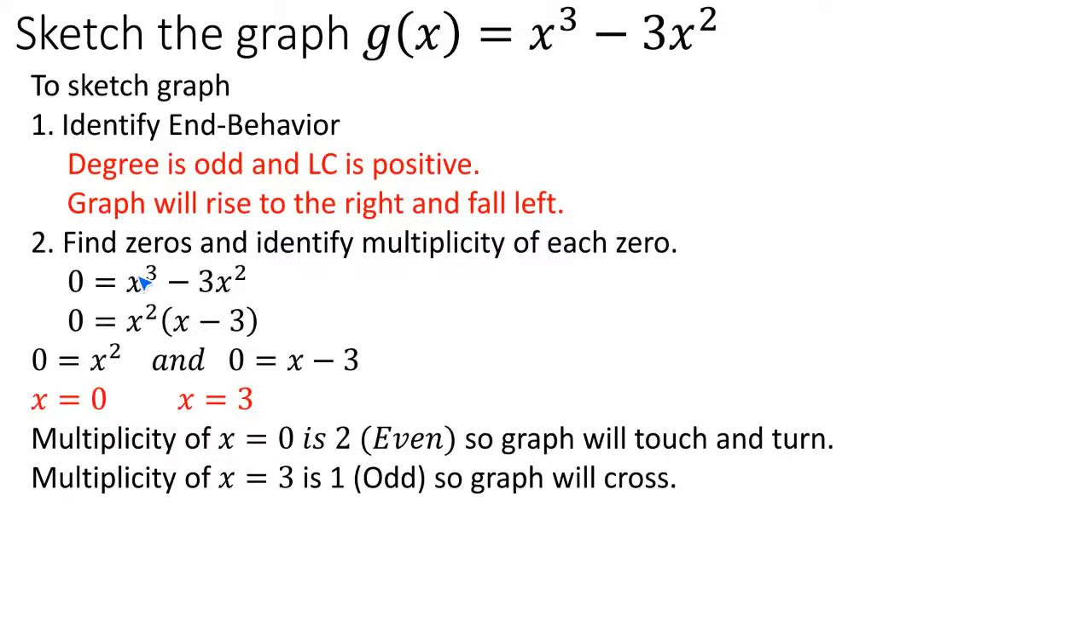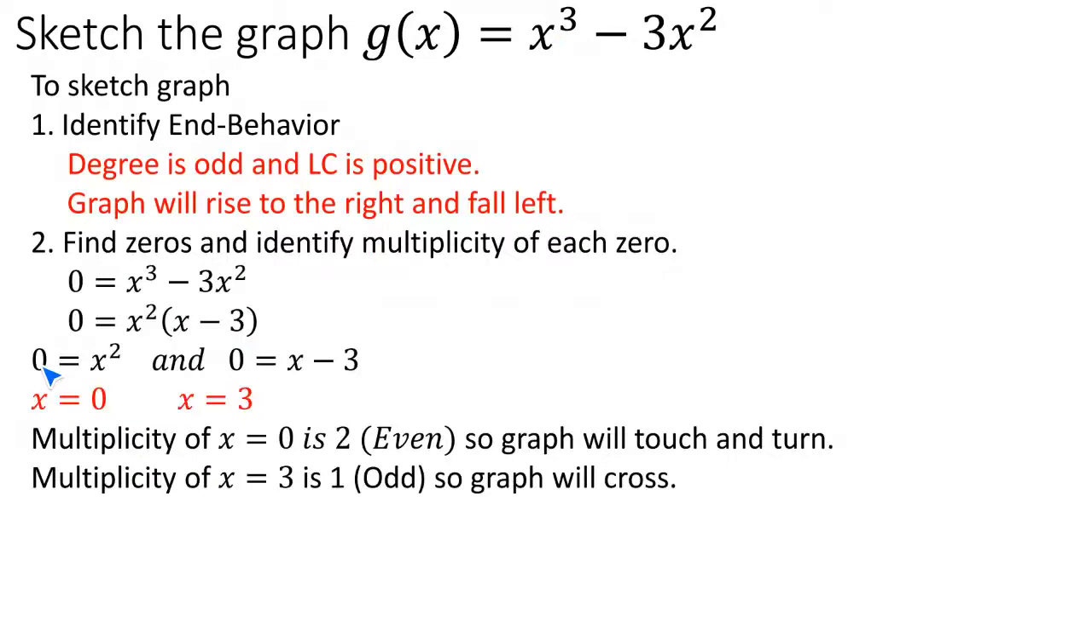To find the zeros, I can factor out an x squared. X squared times x is x cubed. X squared times negative 3 is negative 3x squared. So if I solve for x here, I take the square root, I get x equals 0. And for this one, if I add 3 on both sides, I get x equals 3. However, for x equals 0, the multiplicity of that is 2 because I have 2 zeros occurring there. And then for 3, our multiplicity is 1. So at x equals 0, the graph is going to touch, and at x equals 3, the graph is going to cross.